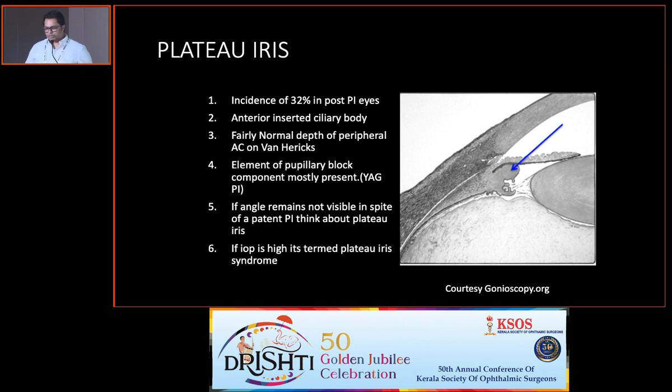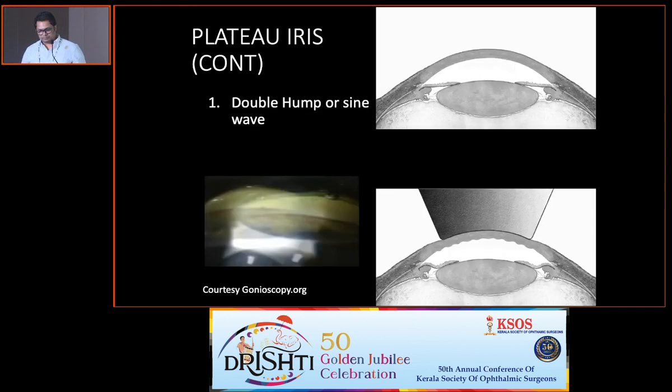Next, coming to a plateau iris configuration, this incidence is about 32% in patients post PI. This is because of an anteriorly inserted ciliary body. The anterior chamber depth is fairly normal. There is an element of pupillary block in most of these cases, and YAG PI is warranted. If the angle remains not visible in spite of a patent PI, think about plateau iris configuration. If the IOP is high in these situations, we call it plateau iris syndrome.